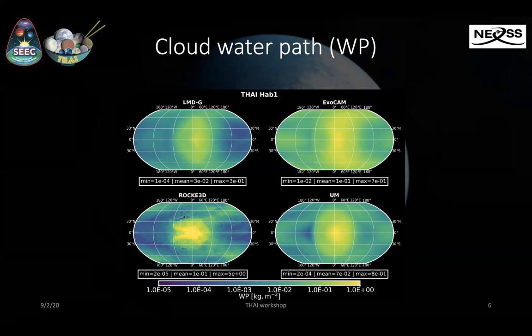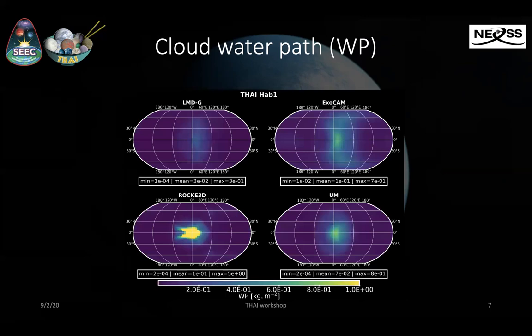ROCKE-3D, however, looks different because it's actually in a fast rotation regime. So you see that the cloud deck is constrained between 30 degrees north and south, and you still start to have some band patterns here, like we have on Earth, which is a fast rotator with a 24-hour rotation period. Also, ROCKE-3D produces much more clouds here. We can see that more clearly in a linear scale. And we see also that LMDG produces much fewer clouds because it actually uses a convective adjustment scheme, contrary to the other models that use a mass flux scheme, which leads to an underestimation of the amount of clouds at the substellar point.